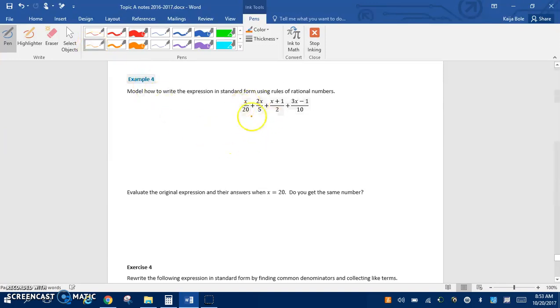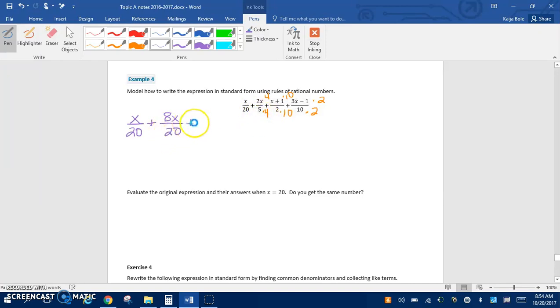That means we keep the first one the same. We're going to have to multiply the second one by 4 on the top and bottom to get the 20. The third one we'll have to multiply by 10 on the top and bottom. And then the last one just by 2 on the top and bottom. So I'm going to start rewriting this. We keep the x over 20, don't change that. Now, plus, 4 times 2x would give us 8x over 5 times 4 is 20.